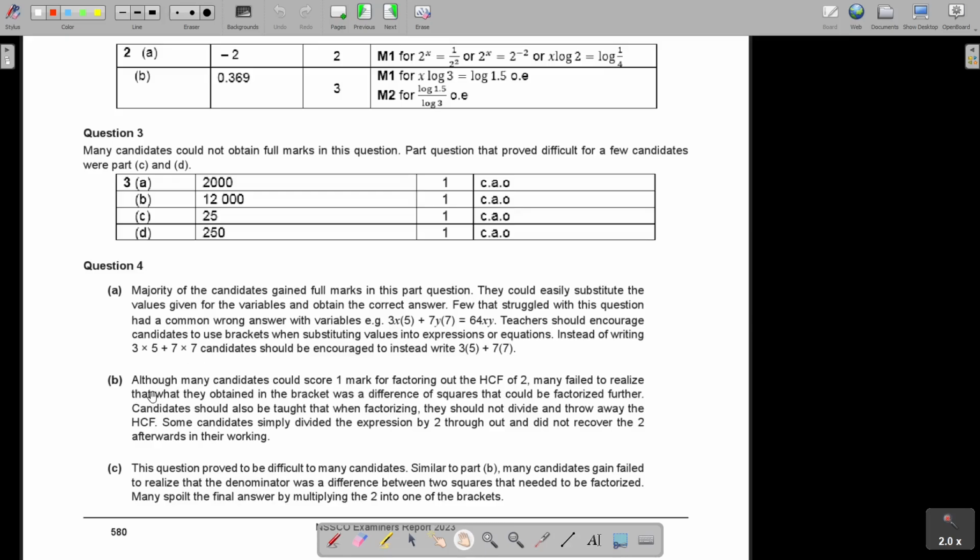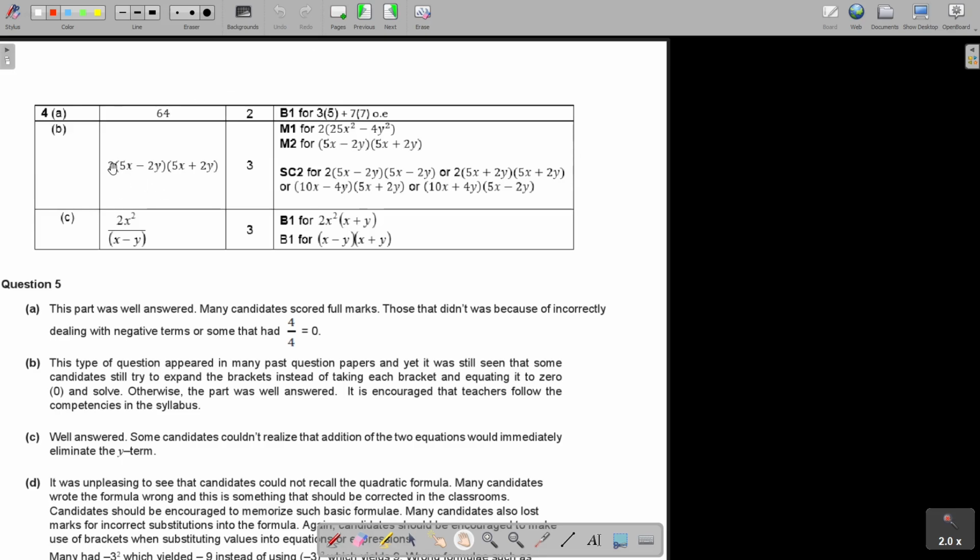B was the factorization. Although many candidates could score 1 mark for factoring out the common factor of 2, many failed to realize that what they obtained in the bracket was a difference of squares that could be factorized further. Candidates should also be taught that when factorizing, they should not divide and throw away the highest common factor. They must keep it. Some candidates simply divided the expression by 2 throughout and did not recover the 2 afterwards in the working. Okay, so basically what they say is that the 2 is very important, that it is there at the end. And then you factorize further.